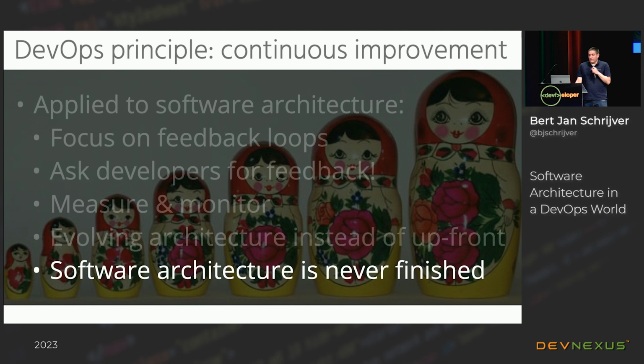So as a result, software architecture is never finished. There's always work to do. There's always feedback to gain. There's always improvements to be made. And I think this is something that's important to take into account in every project.